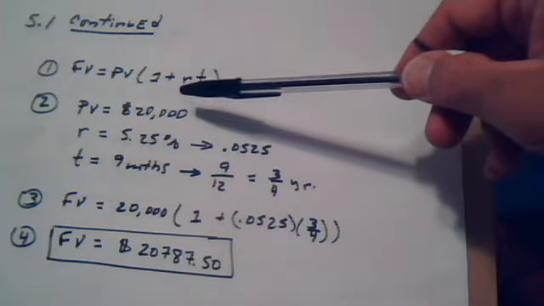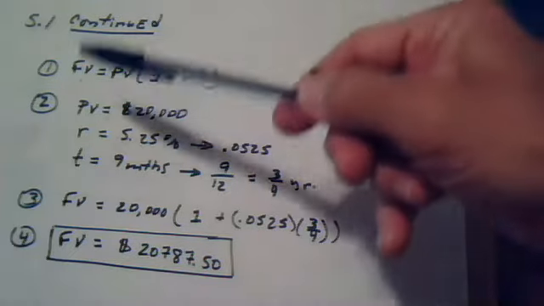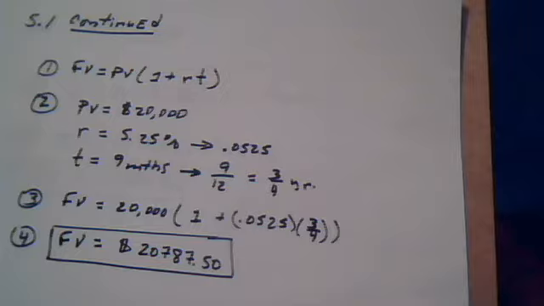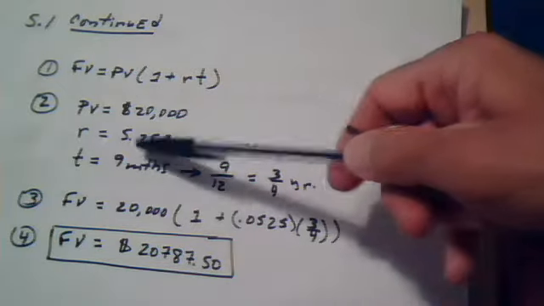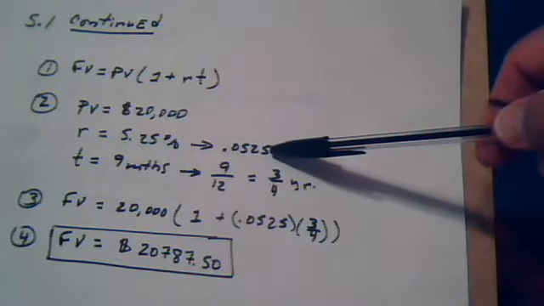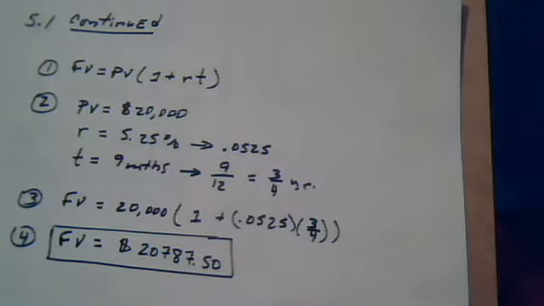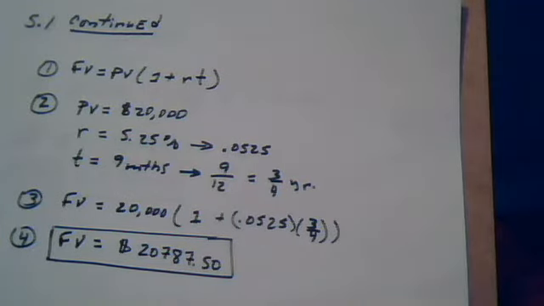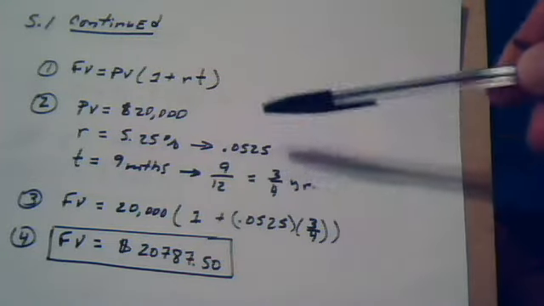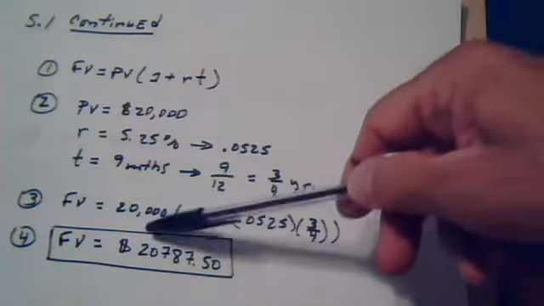Now go and read the problem and identify what they've given you. He borrowed $20,000. So that's the present value. They said the rate was 5.25. So that's the R. Then move the decimal twice to the left, and that's what you're going to key into the calculator. They said the time was 9 months, but the formula only accepts years. So change the months to years. 9 months out of 12 months is 3/4 of a year. Now plug it in.